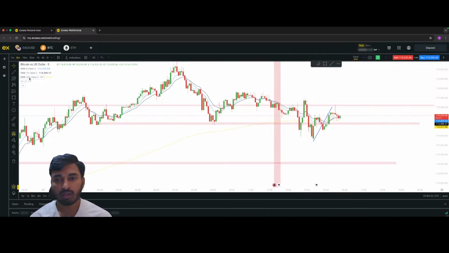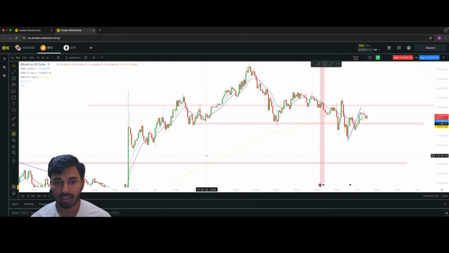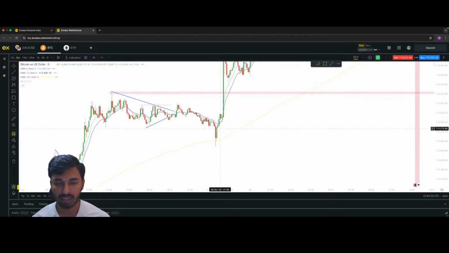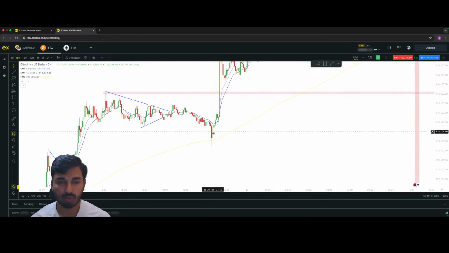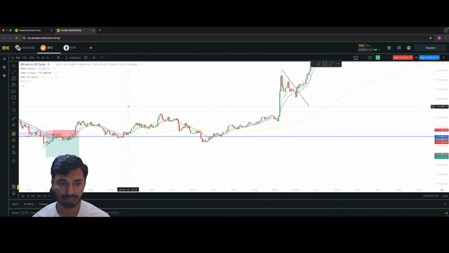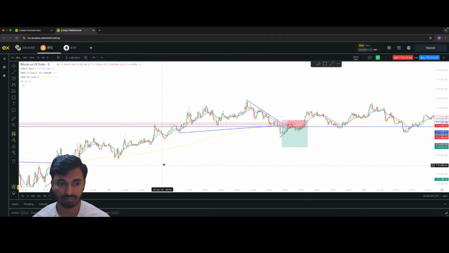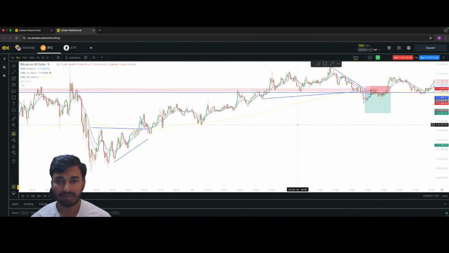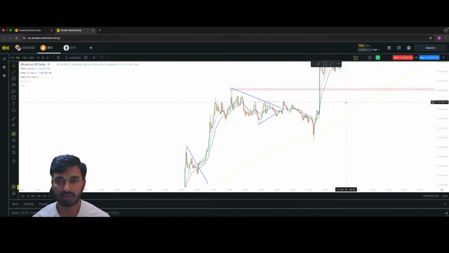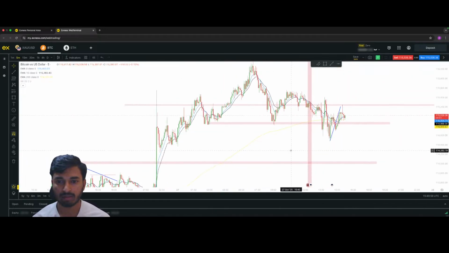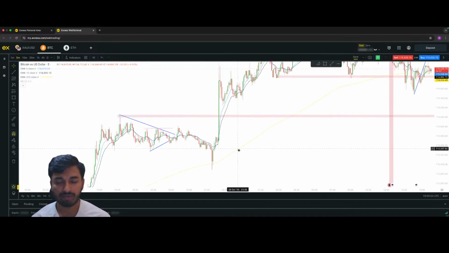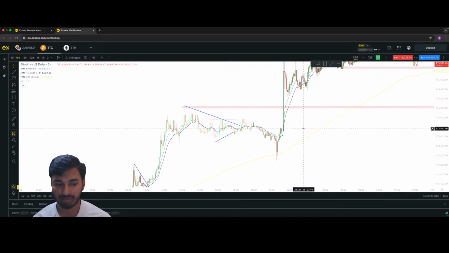Why I use the 200 is this yellow line you are seeing, right? I am using it to judge the market: if the price is above the 200, then the market will be bullish. If it is below 200, then the market will be bearish. That psychology we have to develop. So this is just for viewing whether it is bullish or bearish.